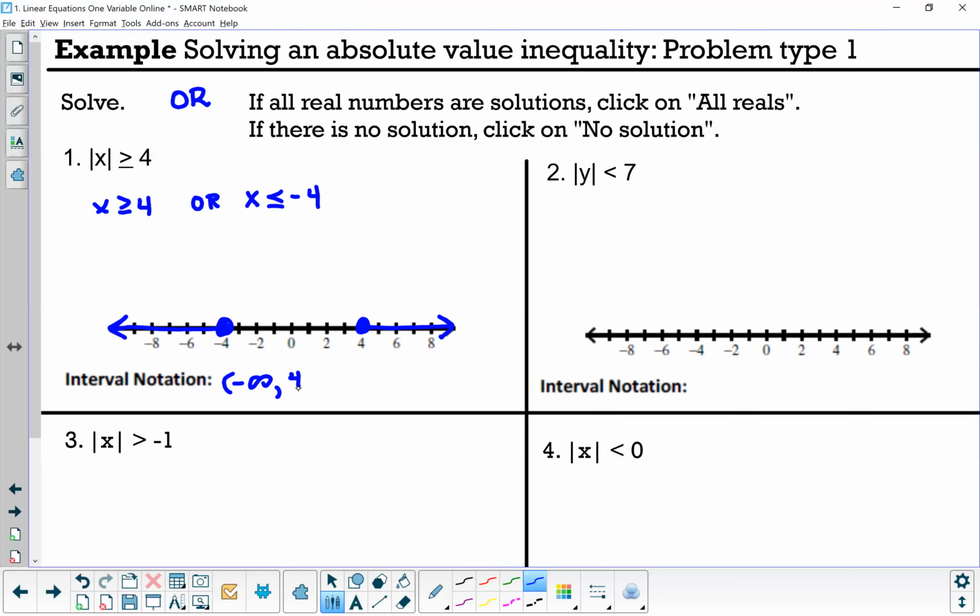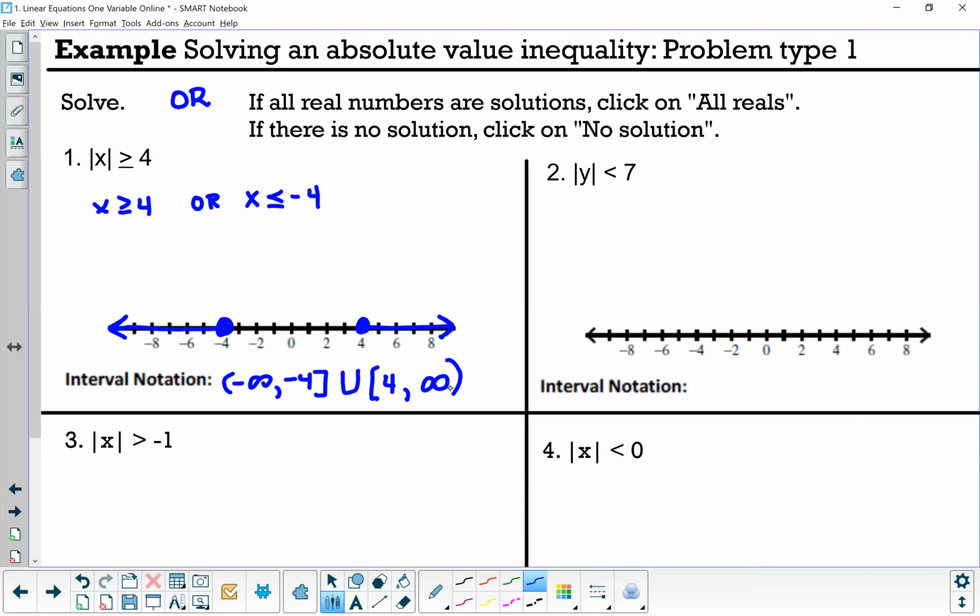I'm sorry, -4, square bracket, union, square bracket, 4, comma, infinity, parentheses. So because we have two parts to the graph, you have to have two parts to your interval. All right, number 2. We have the absolute value of y is less than 7.